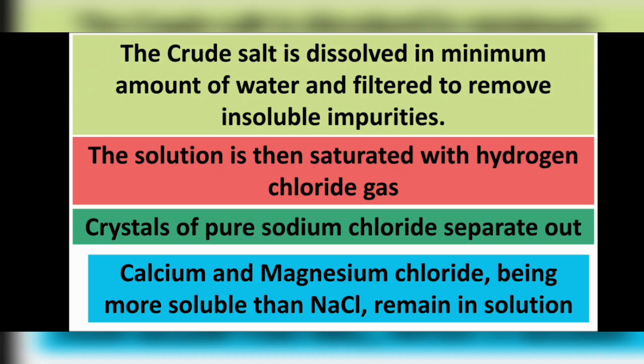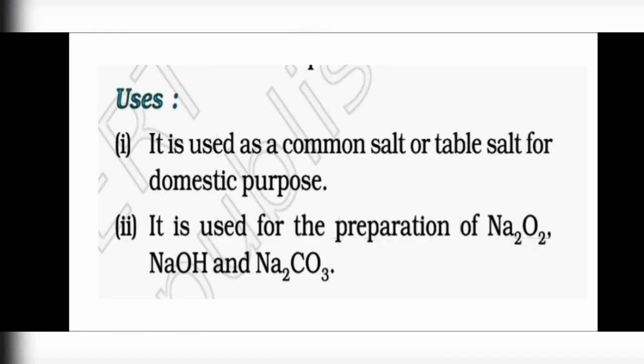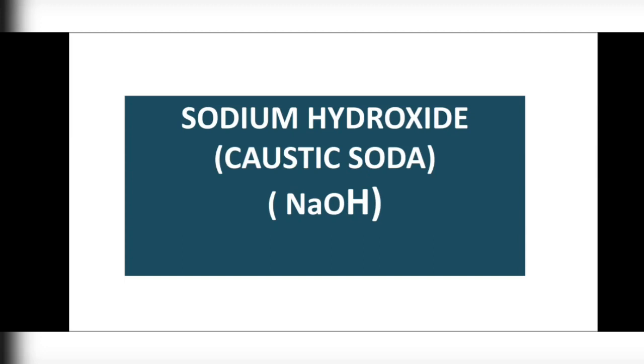Okay, salts, fine. Now we'll see the uses. You know that it is used as common salt or table salt for domestic purposes, that is, in a house we use this NaCl. It is also used for the preparation of Na2O2, NaOH, and Na2CO3, that is sodium oxide, sodium hydroxide, and sodium carbonate.